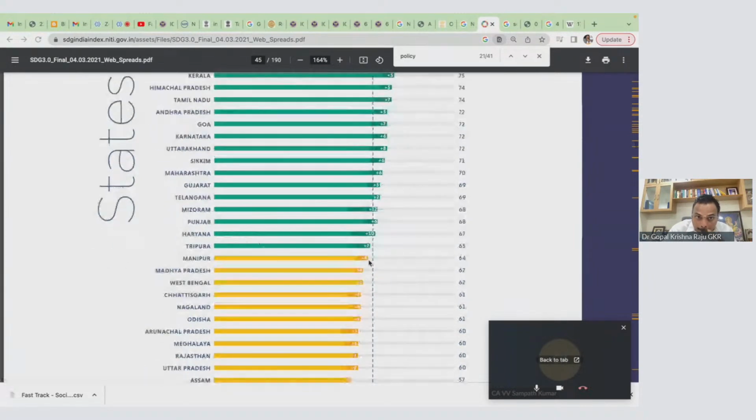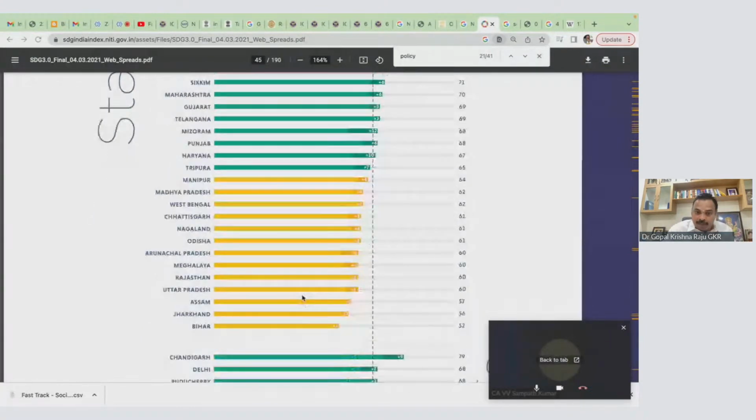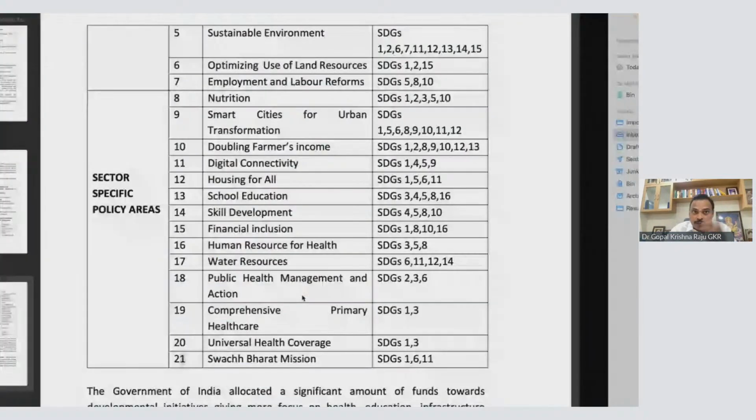So Tripura, Manipur, Madhya Pradesh, West Bengal, Chhattisgarh, they are all very poor. Okay, so very interesting statistic. I'll just leave it for you to analyze later. So where I am, I'm in 70. I'm sorry, this is 41. Okay, so please be careful about this 21 and 40.